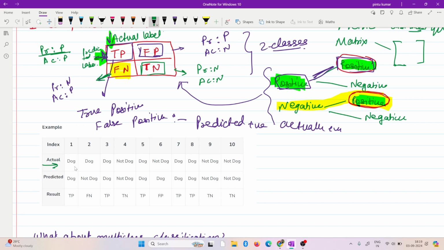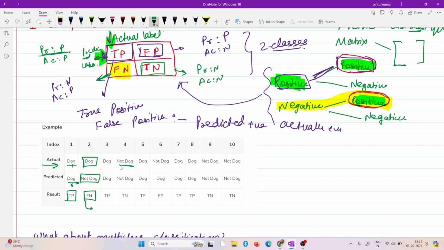So we are given the actual label, whether it is a dog or not dog. And we are also given the predicted label. Because it was a dog and it is predicted as dog, this comes as a true positive element. Similarly, it was a dog but predicted as not dog, so it has been falsely classified as negative. So it is a false negative.